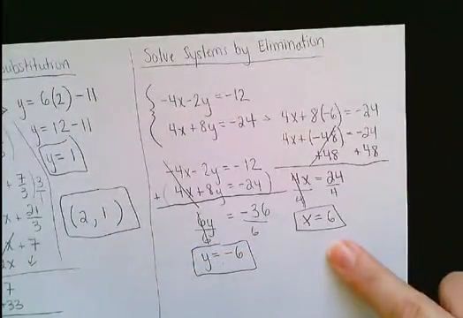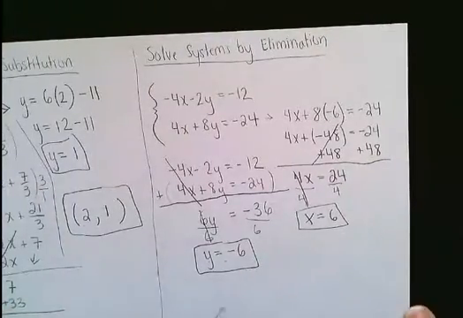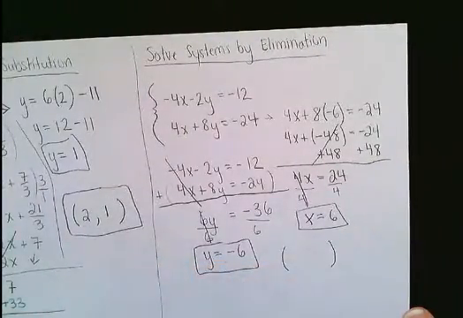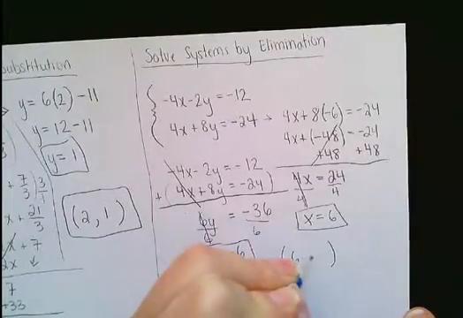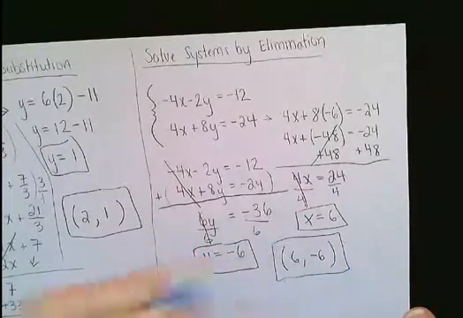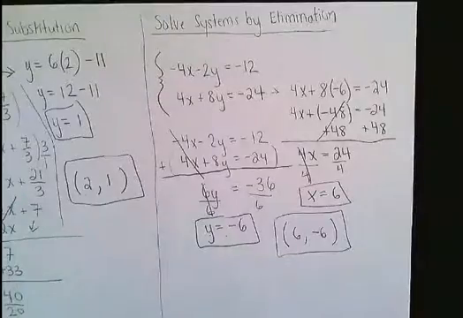So I have x equals 6, y equals negative 6, and I can write my solution as a coordinate pair. So (6, negative 6) would be the solution. And that's how you solve systems by elimination.